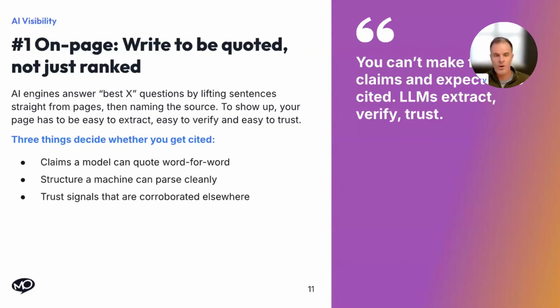It's not like old school SEO. If you have a strong page, it won't work unless it's verified and trusted from somewhere else. Okay, 3 things decide whether you get cited: claims a model can quote word for word; structure a machine can parse clearly, which is talking about the schema; and trust signals that are corroborated everywhere else.